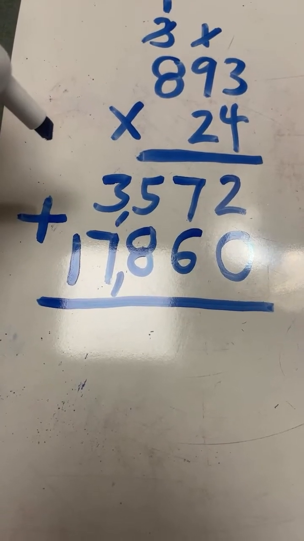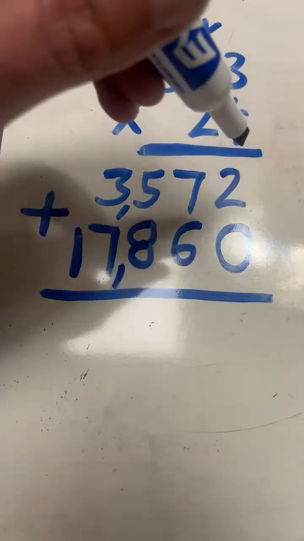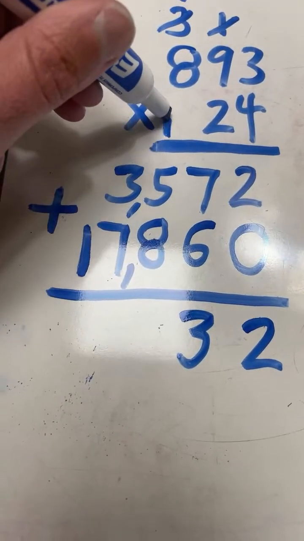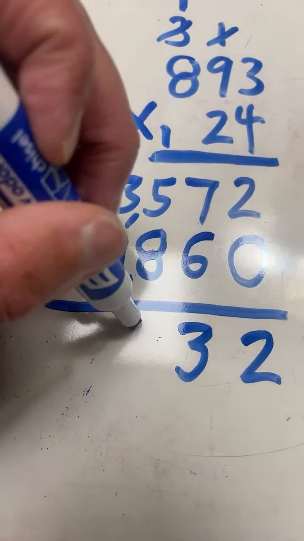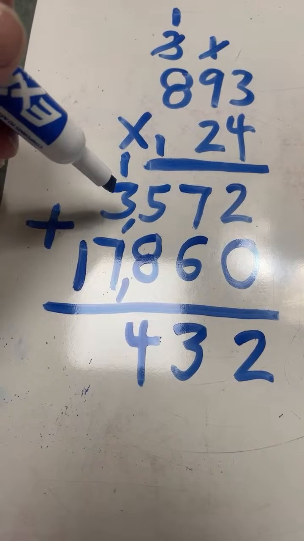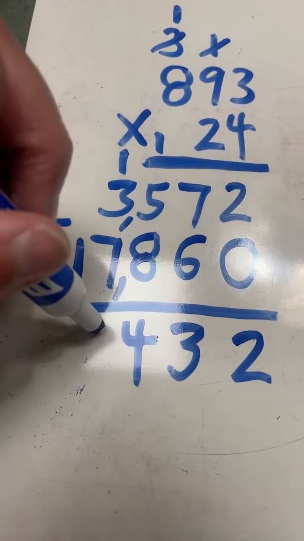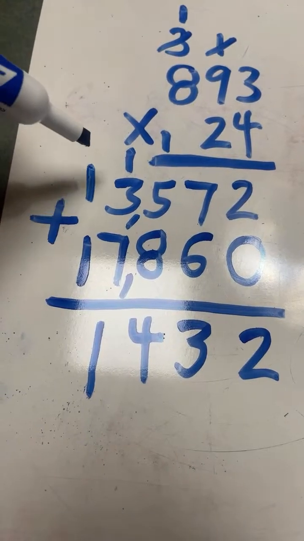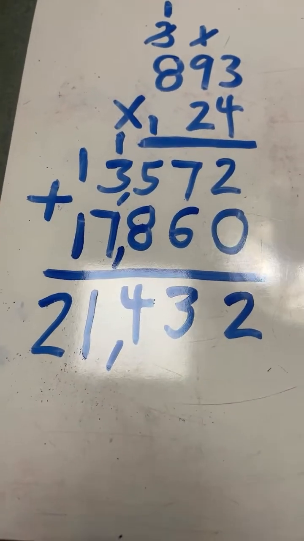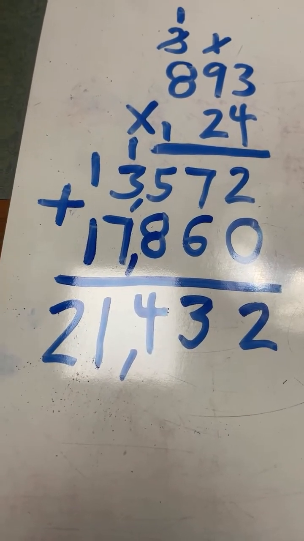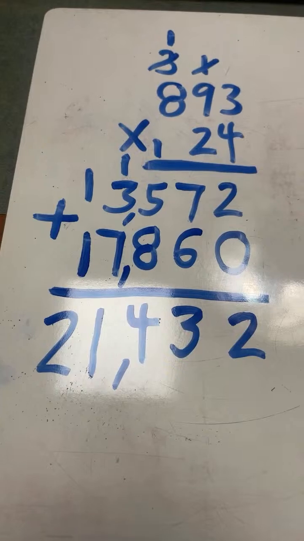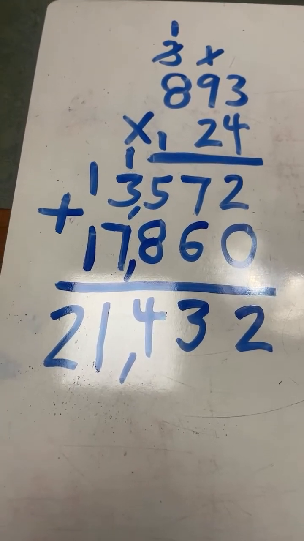And now we have to add these two numbers together to get our final answer. 2 plus 0 equals 2. 7 plus 6 equals 13. 3, carry the 1. 5 plus 8 equals 13, plus 1 equals 14. 4, carry the 1. 3 plus 7 equals 10, plus 1 equals 11. 1, carry the 1. 1 plus 1 equals 2. And we have our final answer. 893 times 24 equals 21,432. All right, moving on to the next example problem.